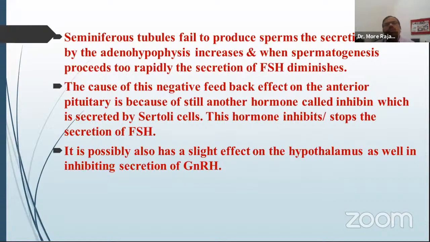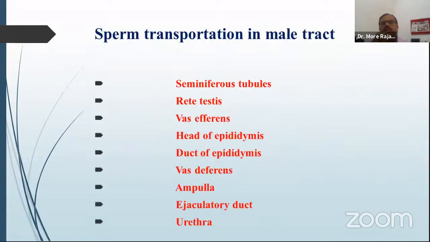Further, if the seminiferous tubules fail to produce sperms, the secretion of FSH by the adenohypophysis increases, and when spermatogenesis proceeds too rapidly, the secretion of FSH diminishes. The cause of this negative feedback effect on the anterior pituitary is another hormone, called inhibin, secreted by the Sertoli cells. This hormone inhibits the secretion of FSH. It possibly also has a slight effect on the hypothalamus, inhibiting secretion of gonadotropin-releasing hormone.